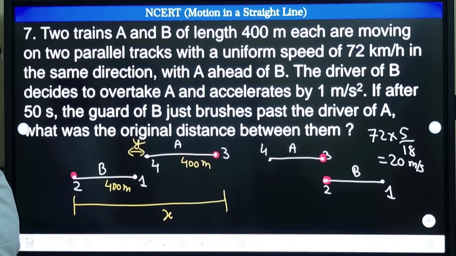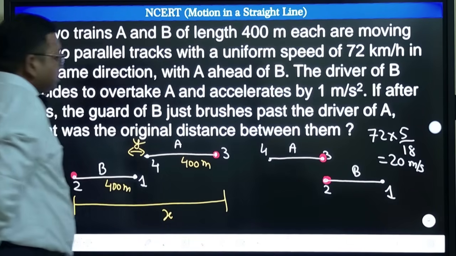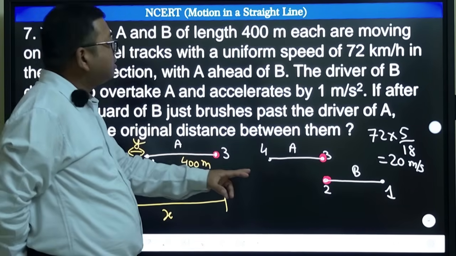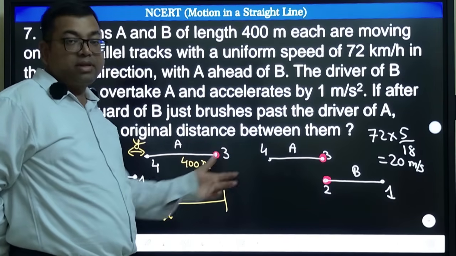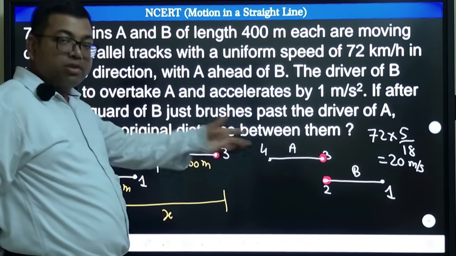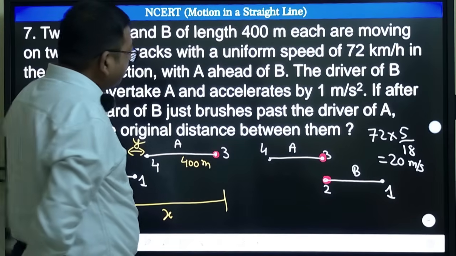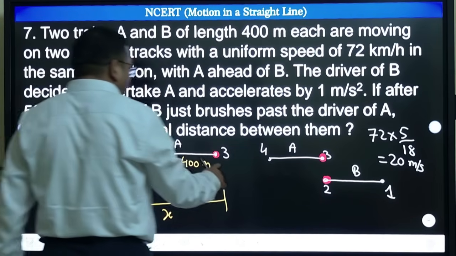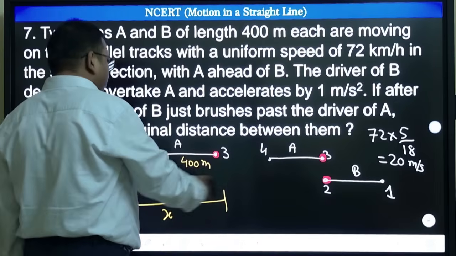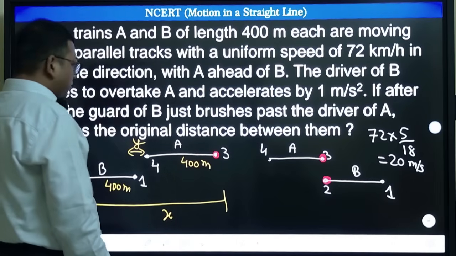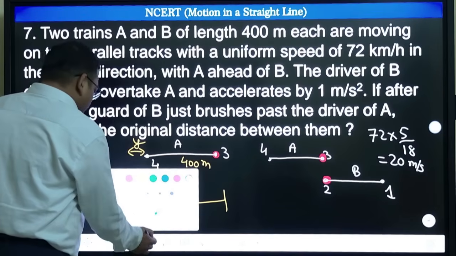Now think about it. In 50 seconds they have told, right? 50 seconds, and their speeds are the same, 20. So how much distance will each point travel? Distance traveled is speed into time. Just multiply speed into time. So 50 seconds into 20 you have to multiply. So 3 will come here, 4 will come here, and 1 will come there. Think about it. Try to plot these distances and think.